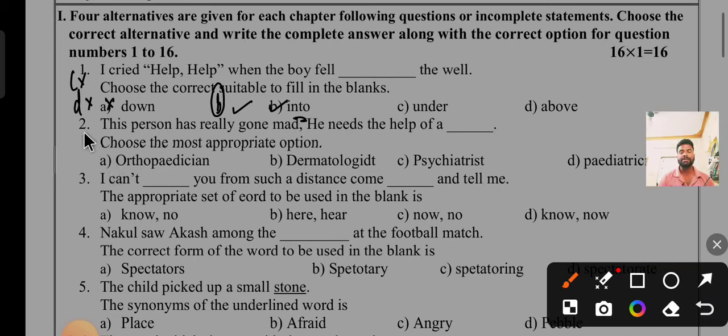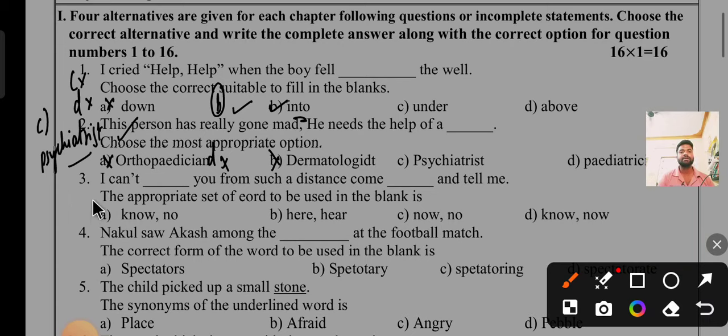Okay, next, second question: this person has really gone mad, he needs the help of a dash. Choose the most appropriate option. Orthopedician is only for the treatment of bones, so it is wrong. Dermatologist, skin specialist, is also wrong. Psychiatrist, option C, is the right answer, my dear students, because he will give suggestions to improve your mind and relaxation. Pediatrician, option D, is also wrong, my dear students.